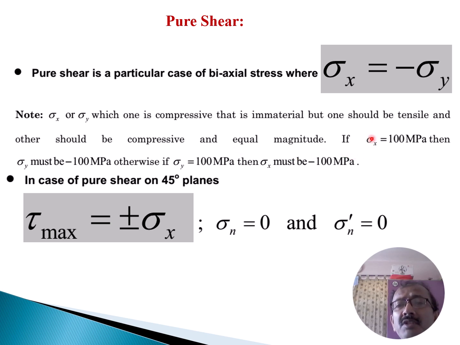So if sigma x equals 100 MPa, then sigma y must be minus 100 MPa. Otherwise, if sigma y equals 100 MPa, then sigma x should be minus 100 MPa. Okay. So in the case of pure shear on a 45° plane, tau max is nothing but plus minus sigma x. Here sigma n, the normal stress, is 0, and sigma n dash, the complementary normal stress, should also be 0.